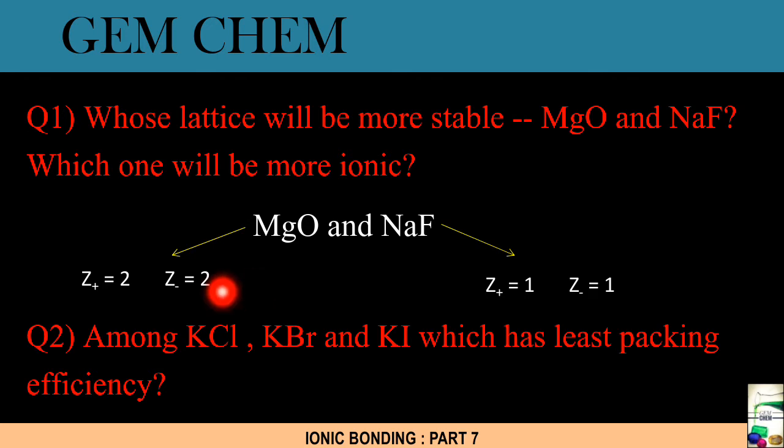So if you follow here, then the one which has the least packing efficiency is KI. There is a huge difference between the size of the cation and anion. The anion is huge in size, whereas the cation is small in size. So ultimately we have the least packing efficiency in KI. This is our answer, KI.